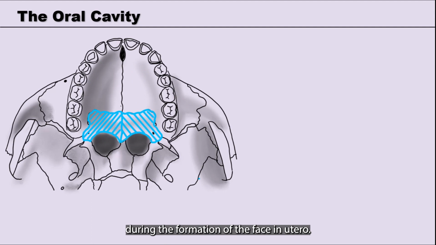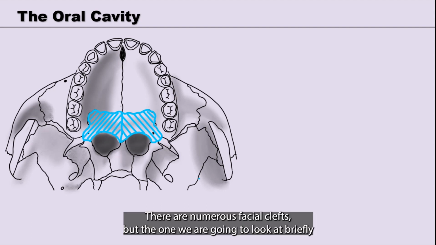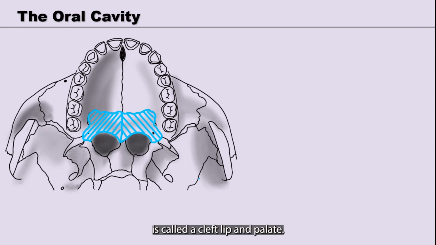During the formation of the face in utero, there can be a miscommunication in growth, in which these bones can fail to fuse correctly, and this can lead us to developing a type of facial cleft. There are numerous facial clefts, but the one we are going to look at briefly is called a cleft lip and palate.